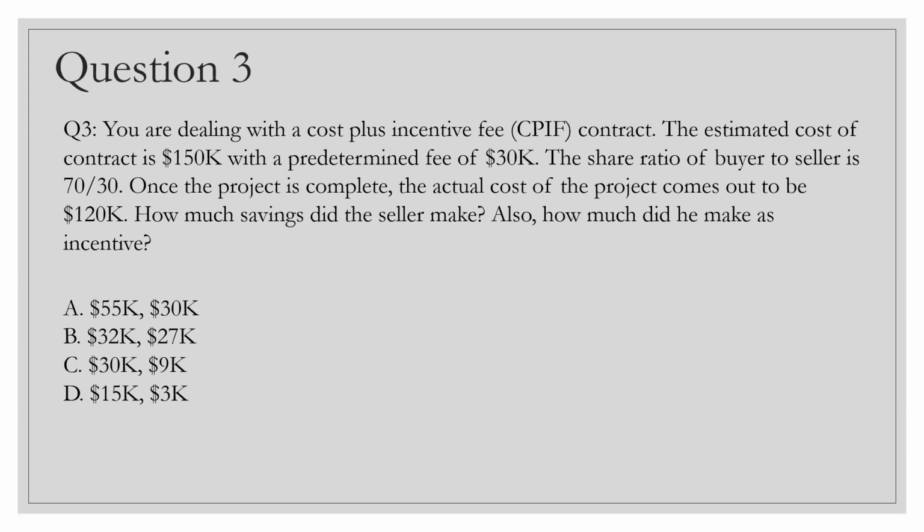But let's say, just to make your life more difficult, PMP makes all the other options have this 30,000. So now you have to check the second number as well. The second question is how much did he make as incentive? Very simple. The ratio of buyer to seller is 70 to 30. So 30% of 30,000. 30% of 30,000 is 9,000. So that's how the answer comes to C, 9,000.